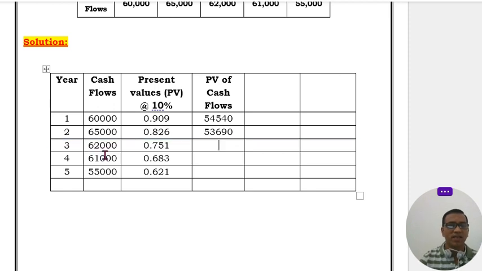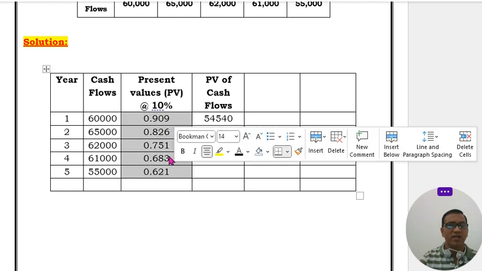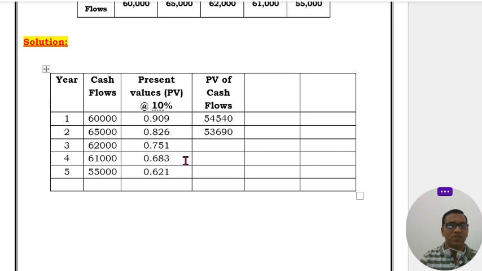You are converting these cash flows. These cash flows are future cash flows. These future cash flows you are converting into present cash flows, present values. How are you converting? By multiplying with the present value table values. These values I took from the present value of 1 rupee table, at 10% rate of return. So now you see how I got PV of cash flow: cash flow multiplied with present values will give you PV of cash flow.